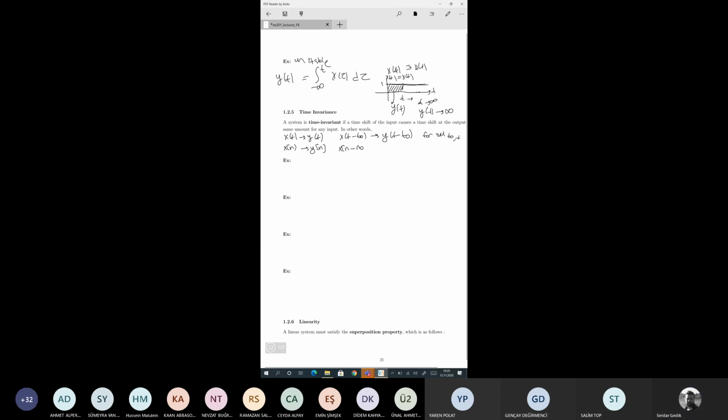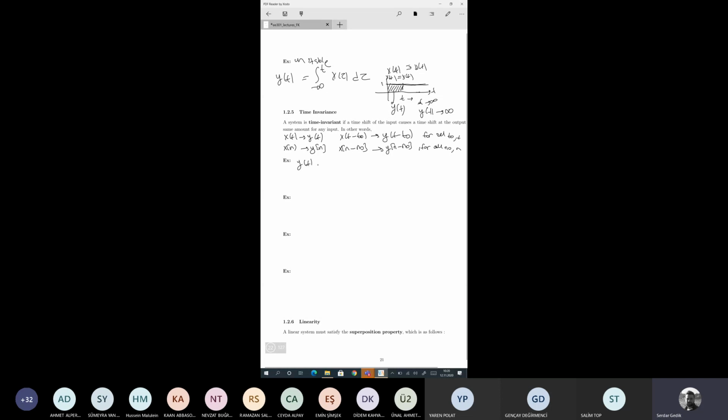Or if I have x of n minus n0, if the input is shifted by n0, then the output must also be shifted by the same amount, of course, for all n0 and n. So this is the formal definition. Now I have an example.